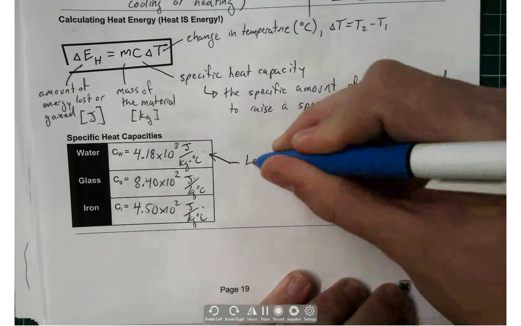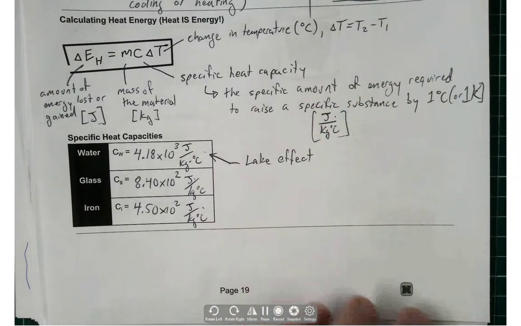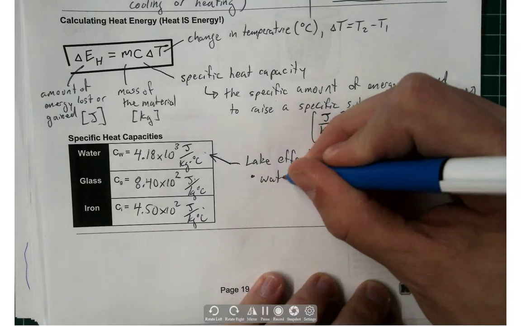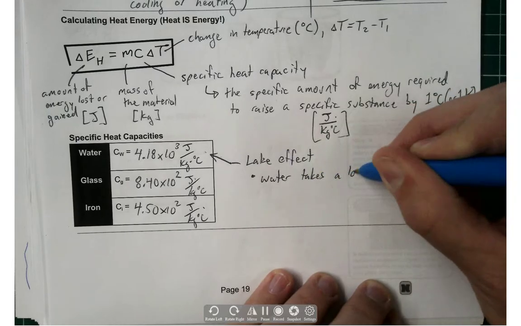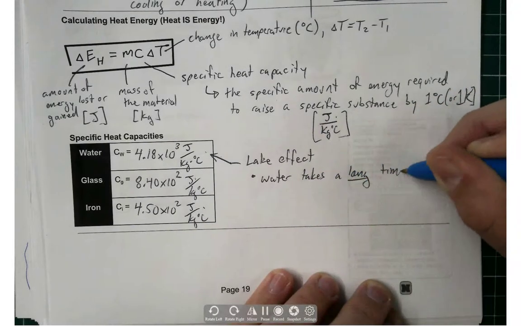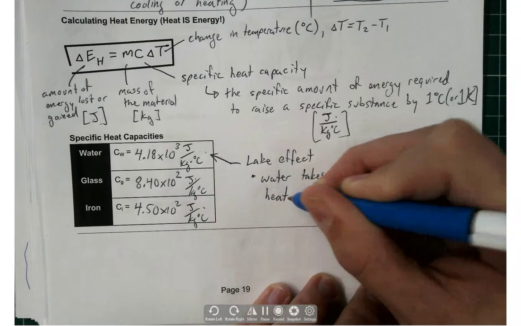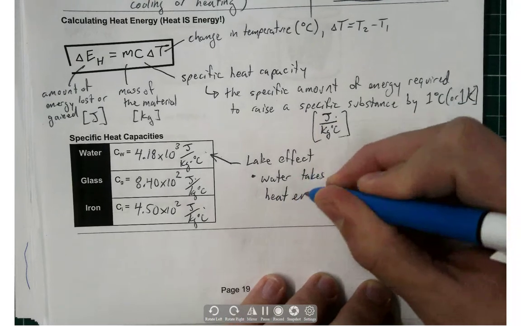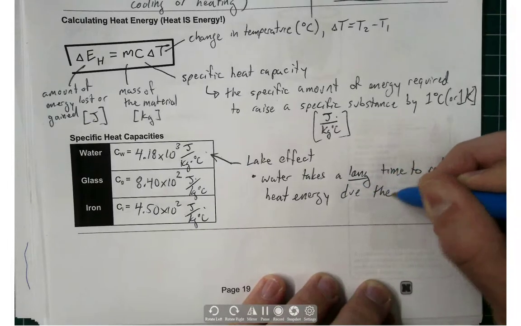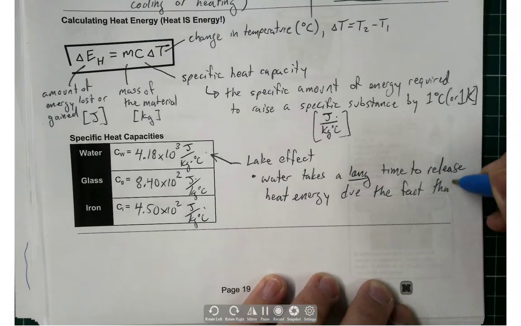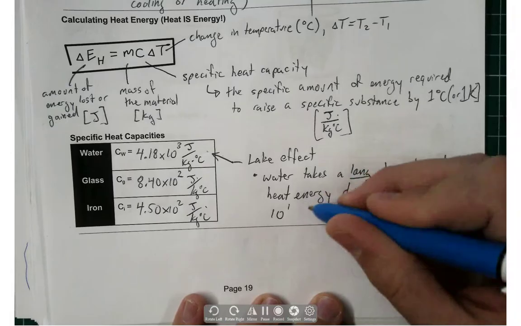But this idea of the lake effect, this fact that water holds on to energy so well, means that water takes a long time to release heat. A long time to release heat. Because it holds on to a lot of heat. Due to the fact that it has a 10 to the power of 1 factor of capacity difference.